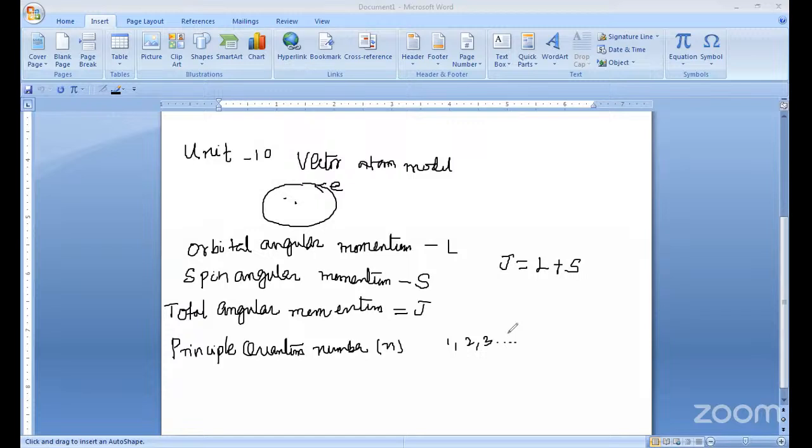Okay, that is about the principal quantum number. Then we have another quantum number, which we call the orbital quantum number.